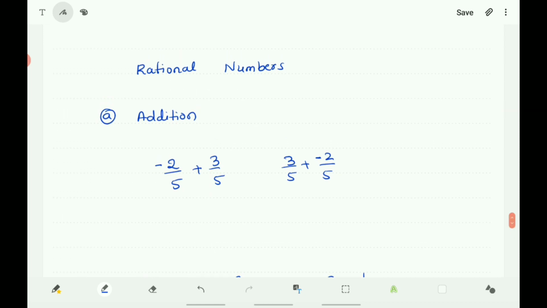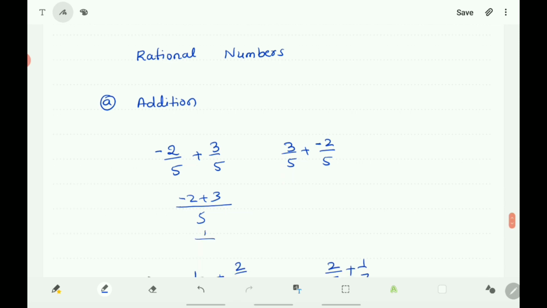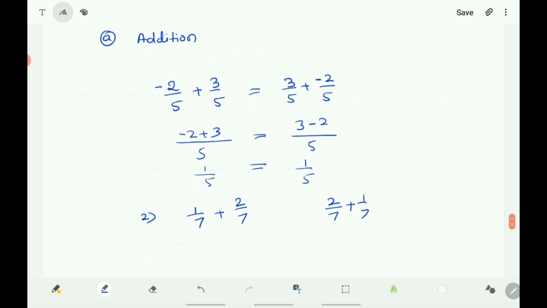And here the sum, you know that the denominator is 5 here. The LCM is 5 and the numerator is minus 2 plus 3. It becomes 3 minus 2, that is 1 by 5 here. And in this side, again the LCM is 5, that is the denominator is 5. That becomes 3 minus 2, again it is 1 by 5. You know that 1 by 5 is equal to 1 by 5. Therefore, you can say that minus 2 by 5 plus 3 by 5 is equal to 3 by 5 plus minus 2 by 5. Now, you take one more example here.